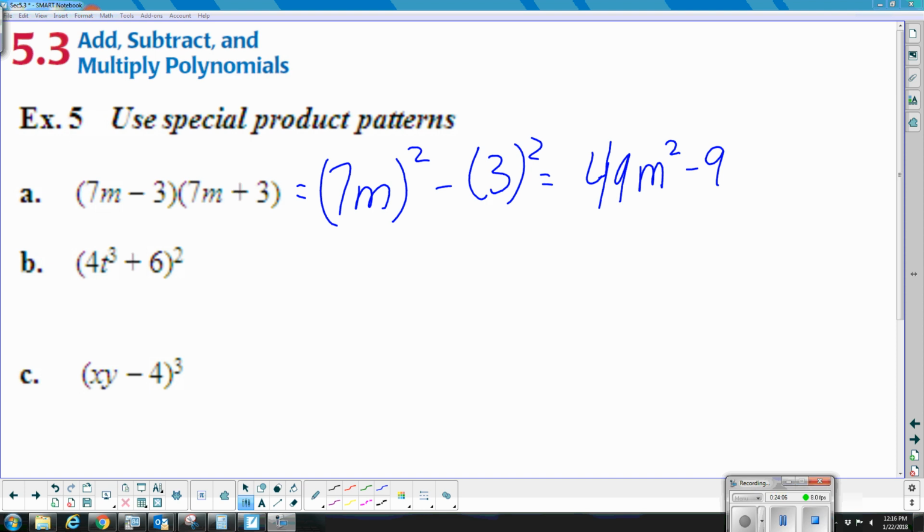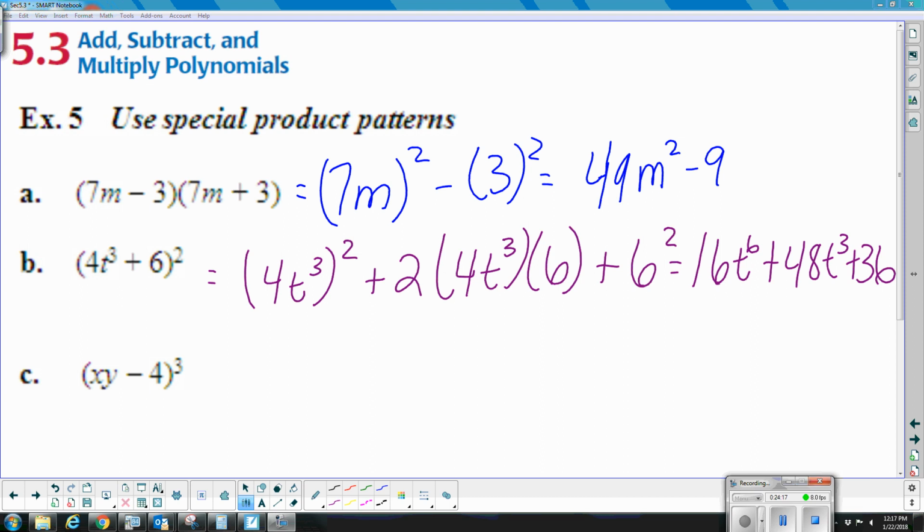So in the first one, it's 7m squared, that's your a, minus your b squared, so 49m squared minus 9. Right, in the second one, your 4t cubed, that's your a, your 6 is your b, so you got 4t cubed squared plus 2 times 4t cubed times 6 plus 6 squared. So that gives you an answer of 16t to the 6 plus 48t cubed plus 36.